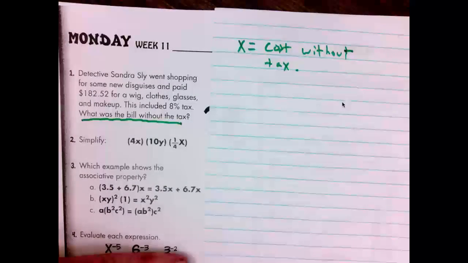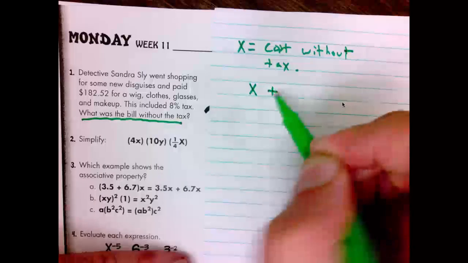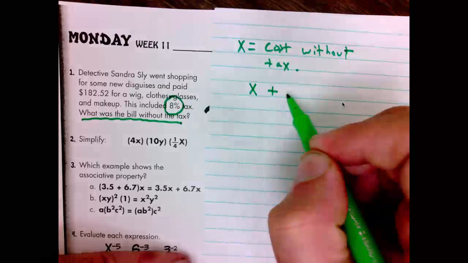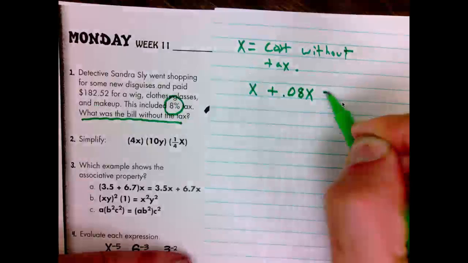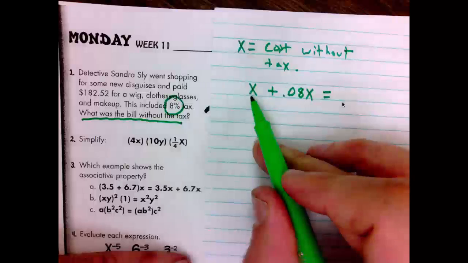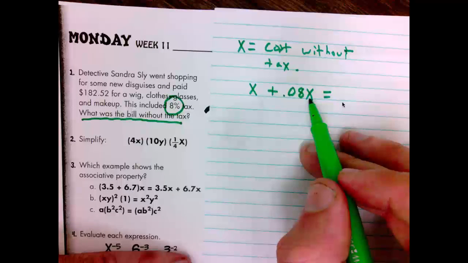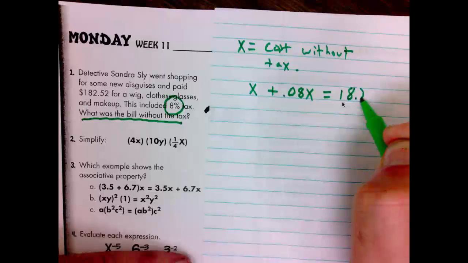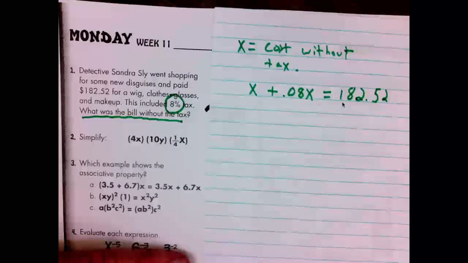All right. Well, however much that was, x plus the tax amount. How much is the tax? 8%. 8% of that, I can write as 0.08 times x. The original cost plus the 8% tax of that amount will equal 182.52. All right, see if this statement makes sense to you.